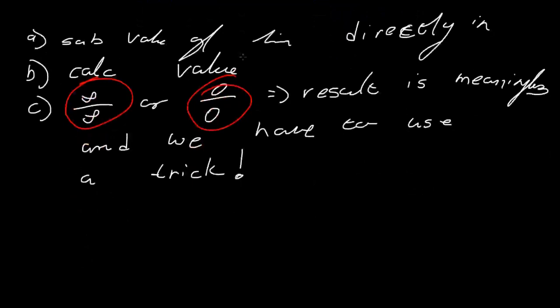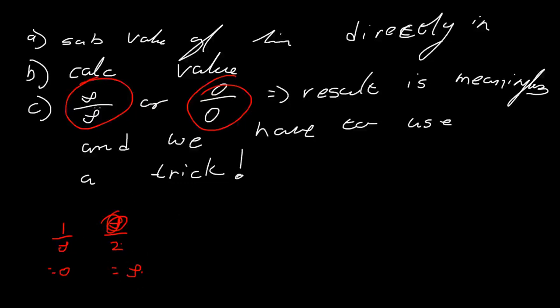I substitute the value of the limit directly into the function, okay? And then I calculate the value. So for example, things like 1 over infinity or infinity over 2. Those are fine because 1 over infinity is equal to 0. Infinity over 2 is equal to infinity. Okay? Because if you divide an infinite number by 2, you end up with an infinite number. Okay, so in any of those cases, you're fine.